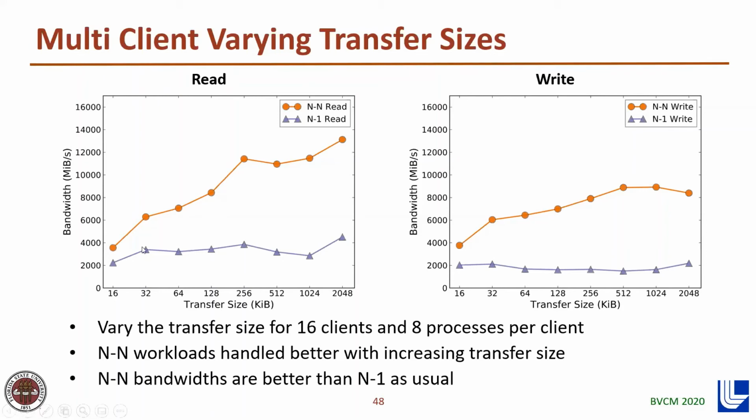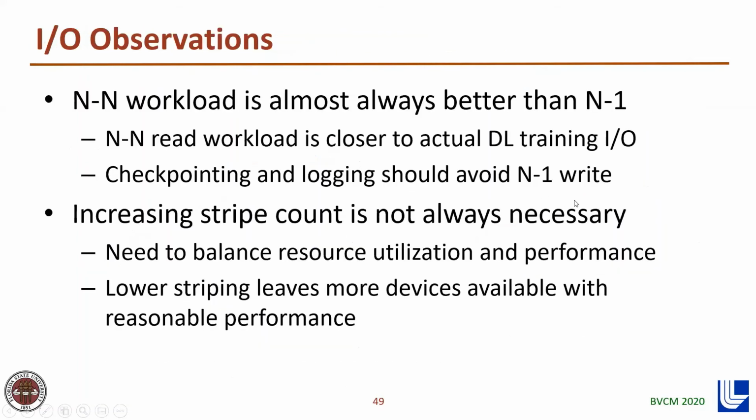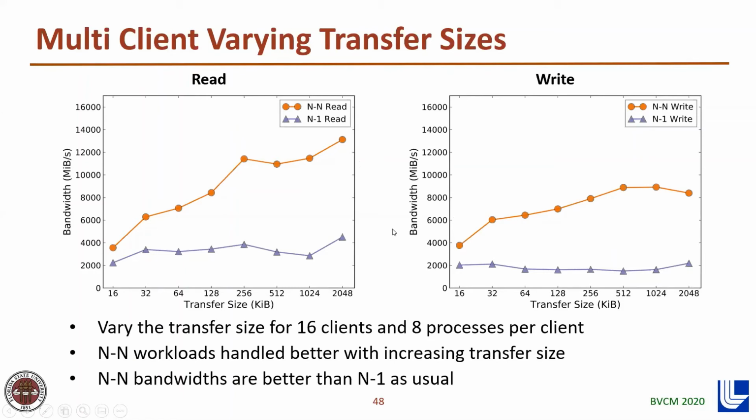So we found that when we change the transfer size, the NN workload handles the changing transfer sizes very well. When we increase the transfer size from 16 to 1024 kilobytes, we found that the NN read bandwidth and also the NN write bandwidth increased and scaled well. But the N1 write bandwidth was not as good as the NN write bandwidth, as we have mentioned. It actually reproduces the results we experimented with before.